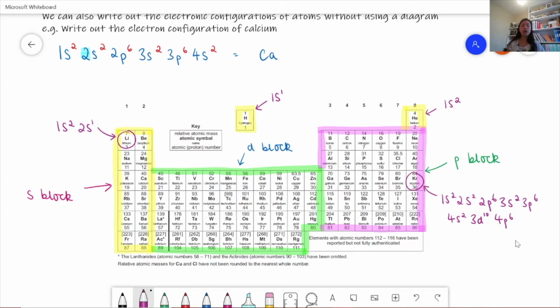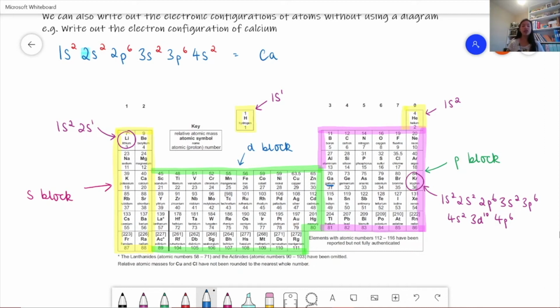And how we know it's 4p6 is because the p block for period 4 starts with this gallium. And so counting along, we have 6 until we get to krypton. Because gallium would be 4p1 because it's the start of the p block. And then germanium would be 4p2, arsenic would be 4p3, and so on. And so that's why krypton would be 4p6.